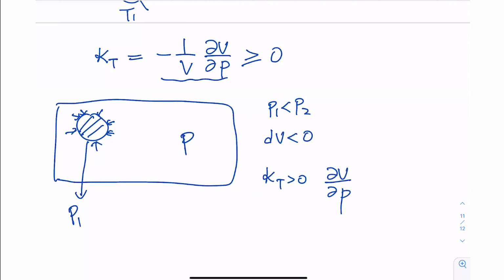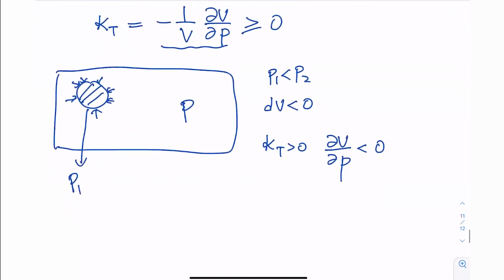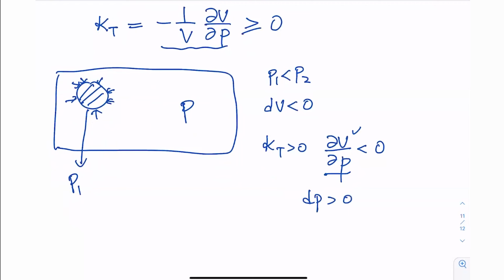It's greater than 0, and this is greater than 0. This thing needs to be smaller than 0. Okay. So if this thing is smaller than 0, then everything is good, because if dV is smaller than 0, that means dP is greater than 0. Okay. So in this case, when I compress this small region, it will respond by increasing its pressure. So again, its feedback is good, because it tries to get back to the pressure of its neighbors.